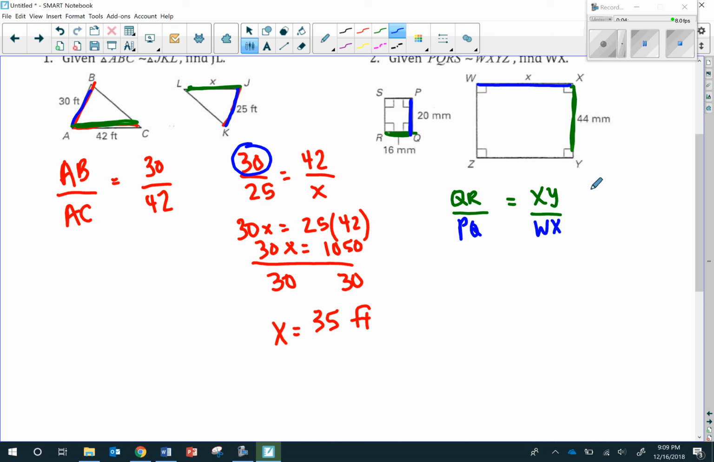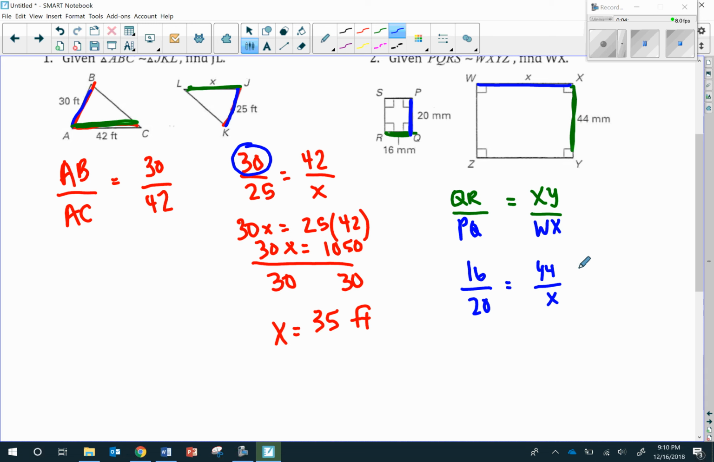Okay. We then fill in our measures. So QR is equal to 16 over 20 equals 44 over X. Now I just have a proportion, and I'm going to cross multiply and solve for X. And so when you do that, you will get the length of side WX.